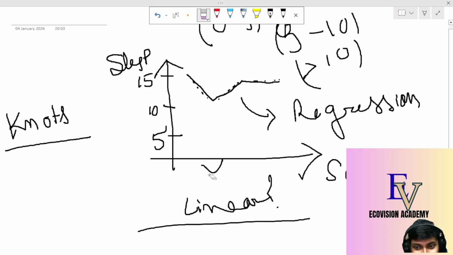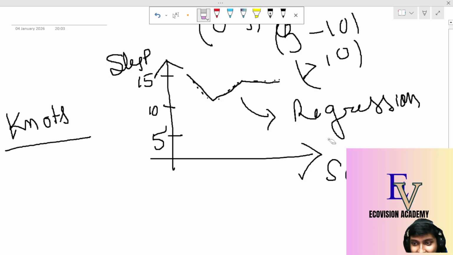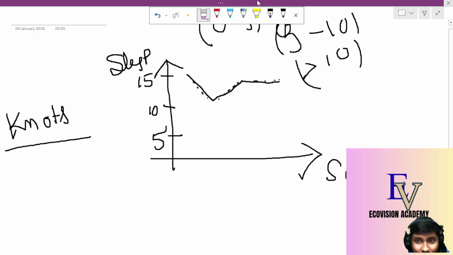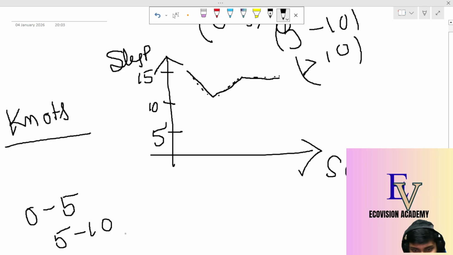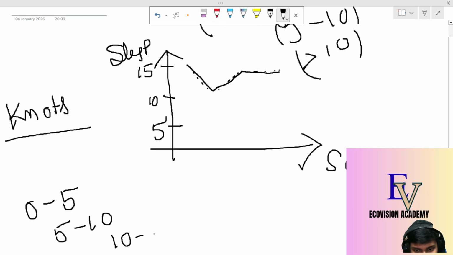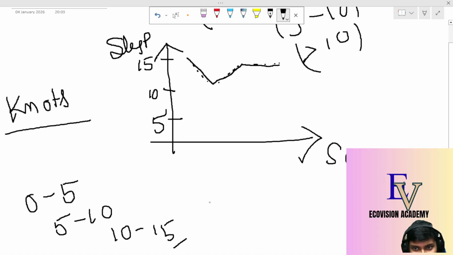What does spline regression do? Basically there are three categories of people. One category used to sleep between 0 to 5 hours, one category between 5 to 10 hours, and one category between 10 to 15 hours. Now what does spline do? Spline fits a regression for each and every one.